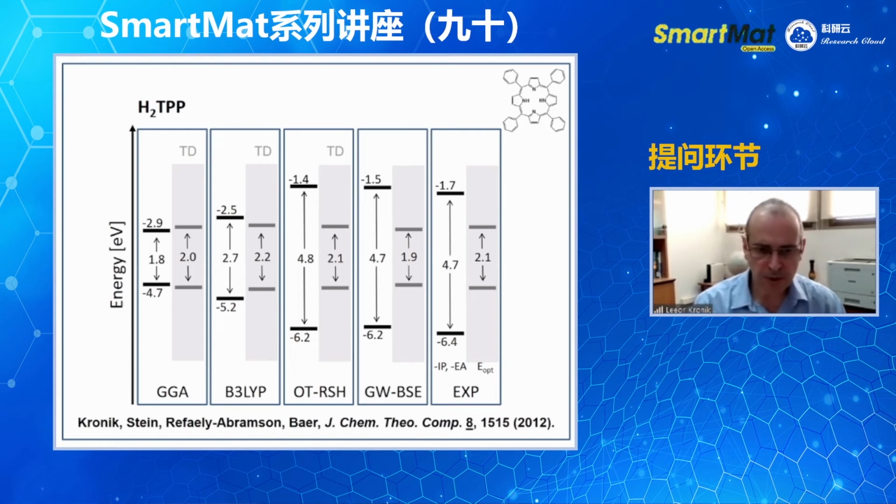The second part of the question, I think, as I understand it, is, well, do I have to use a range-separated hybrid functional at all?